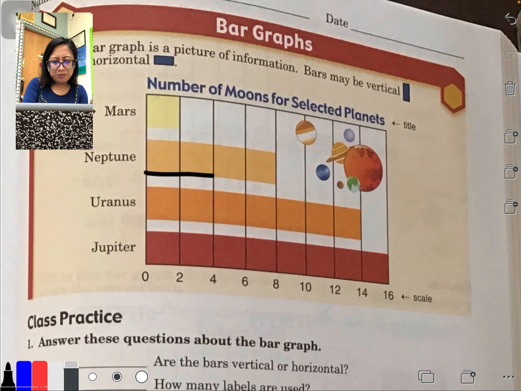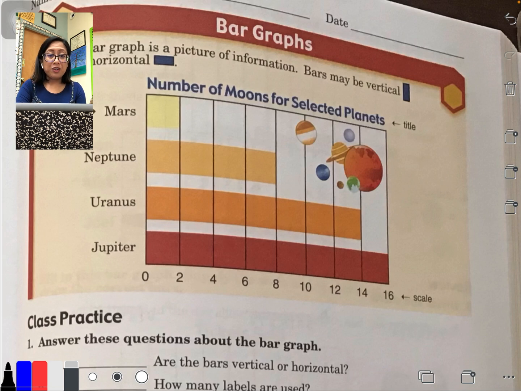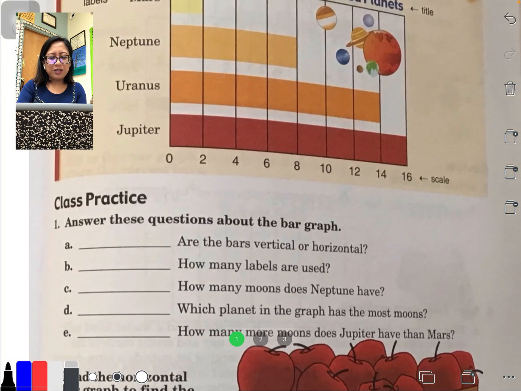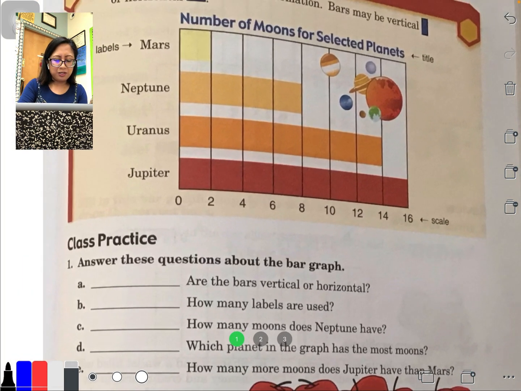Neptune has 8 moons. Wow, see how it only stops at 8. Uranus has 14 moons, so it stops at 14. And Jupiter has 16 moons. Earth only has 1 moon. Okay, so let's answer these questions about the bar graph. I'm going to slightly move it like this so we can see both the bar graph and the questions.